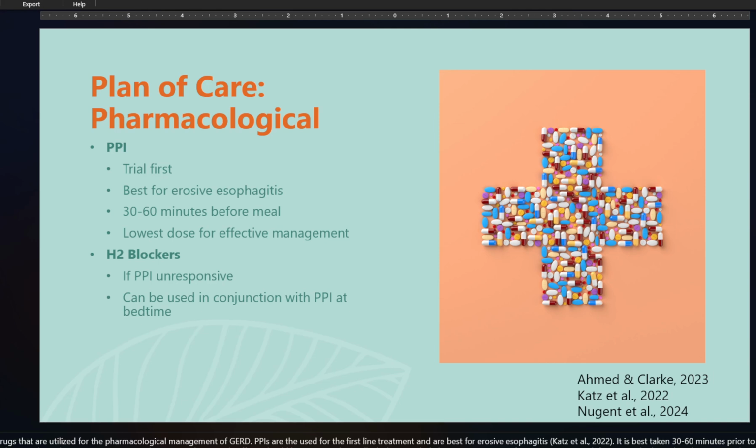There are two main drugs that are utilized for the pharmacological management of GERD. PPIs are used for first-line treatment and are best for erosive esophagitis. They are best taken 30 to 60 minutes prior to a meal at the lowest dose possible for effective pharmacological management. With PPIs, side effects should be monitored as well, which can include hypomagnesemia, infection, vitamin B12 deficiency, and rebound acid secretion. If PPIs themselves are insufficient for symptom management, then H2 blockers can be considered in conjunction with or in replacement of PPIs.